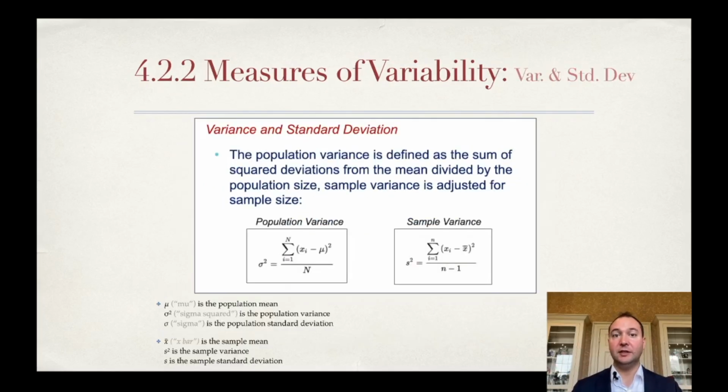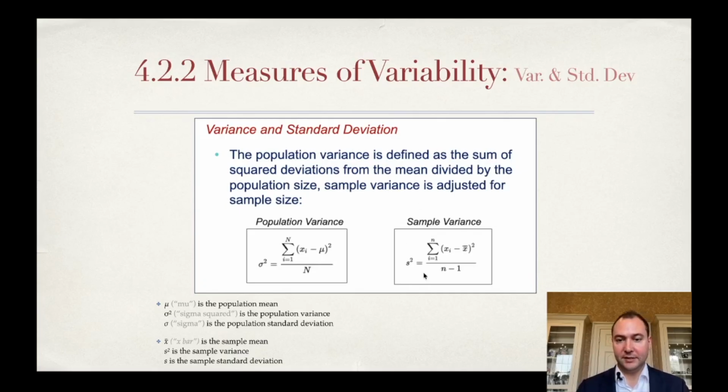Variance and standard deviation are much more useful in statistics. What do they tell us? The population variance is defined as the sum of squared deviations from the mean divided by the population size. Sample variance is adjusted for sample size. Okay, so why is the variance much more useful than the range? Well, it's adjusted depending on how big our sample is, how big our data is. Okay, so let's again look at the sample variance, because in most cases, you would be dealing with a sample rather than a population.